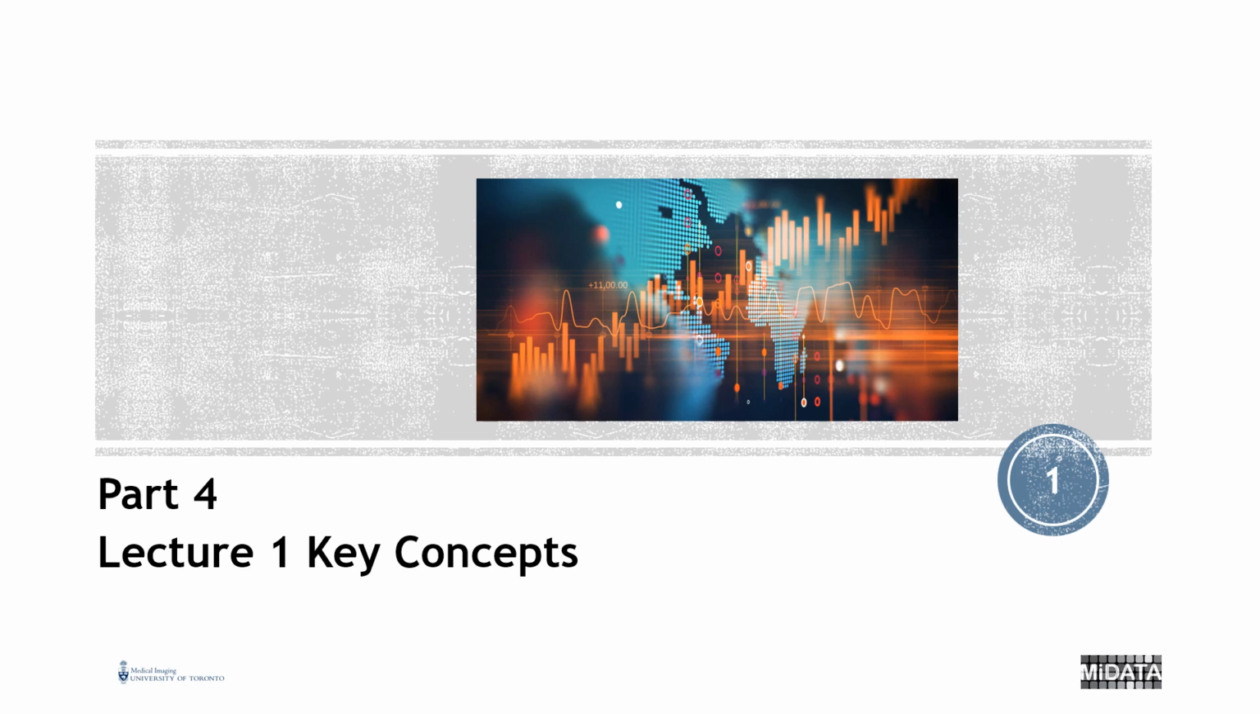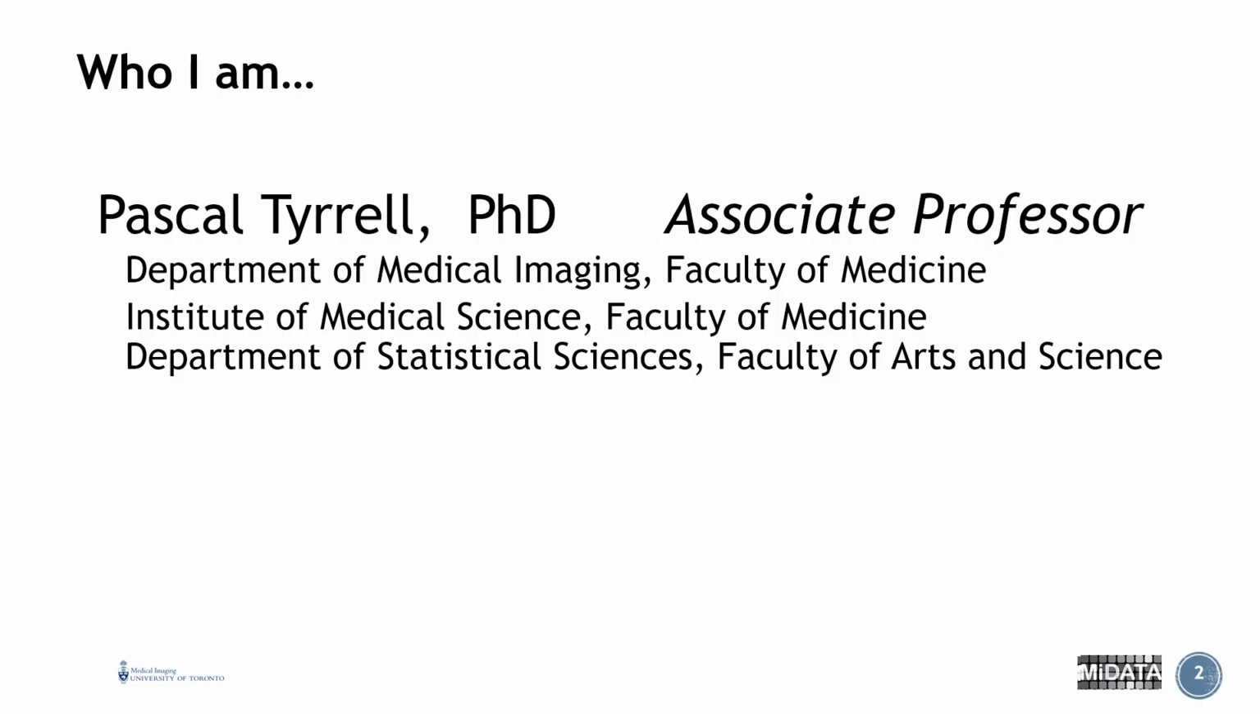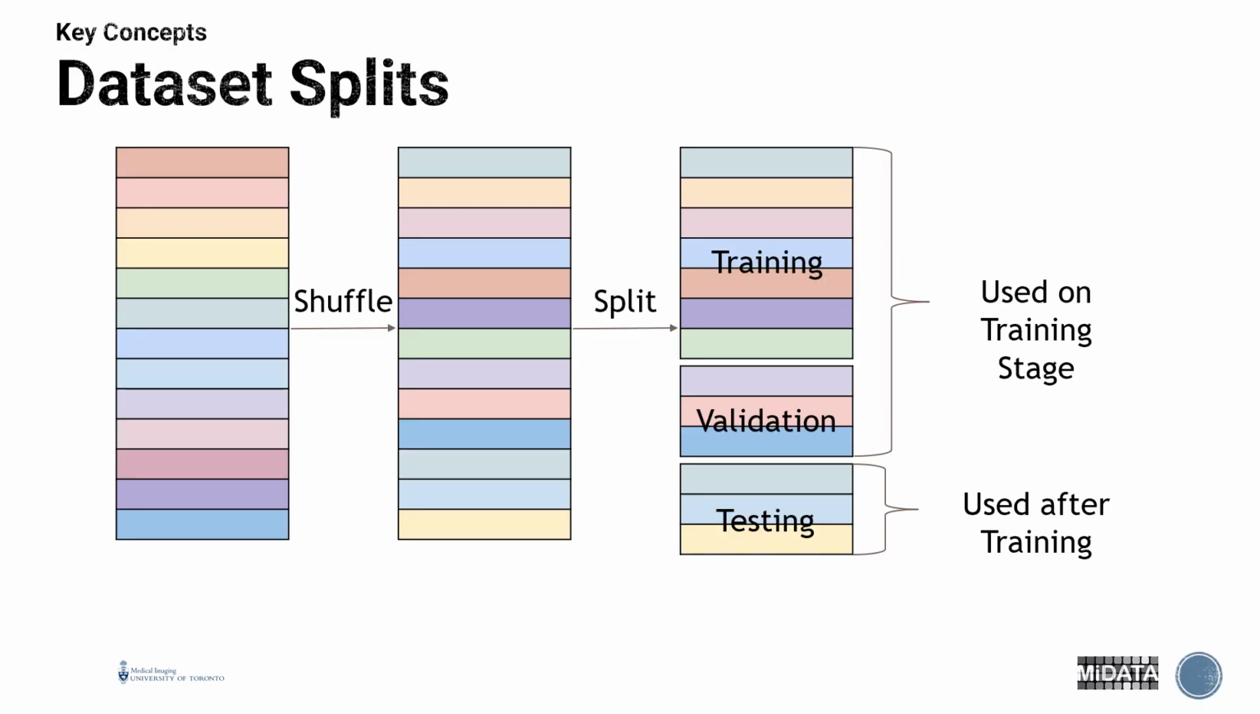In this first lecture of part 4, we are going to review a few key concepts. In previous lectures, we've often referred to the term data set split, and in this slide, I just wanted to offer you a visual representation of what I mean. And so you can see here on the left, this represents the entirety of your data. And in this case, I've made it such that each entity in your data set is a different color.